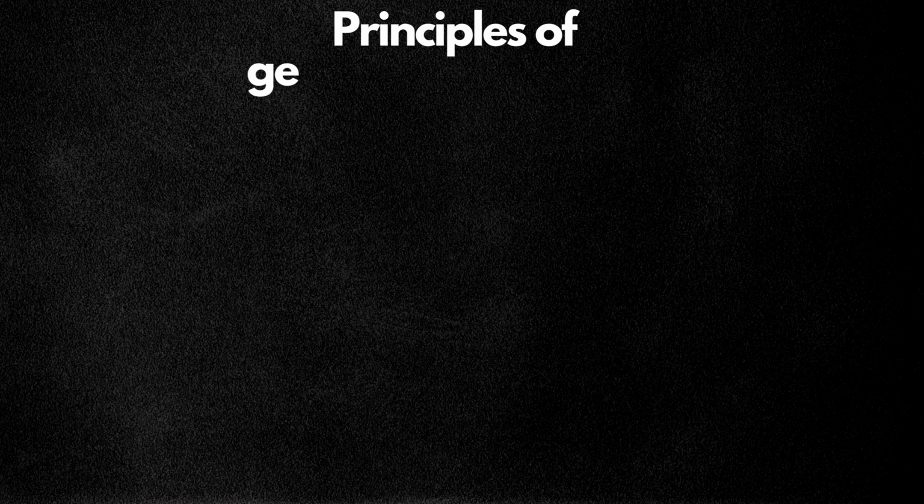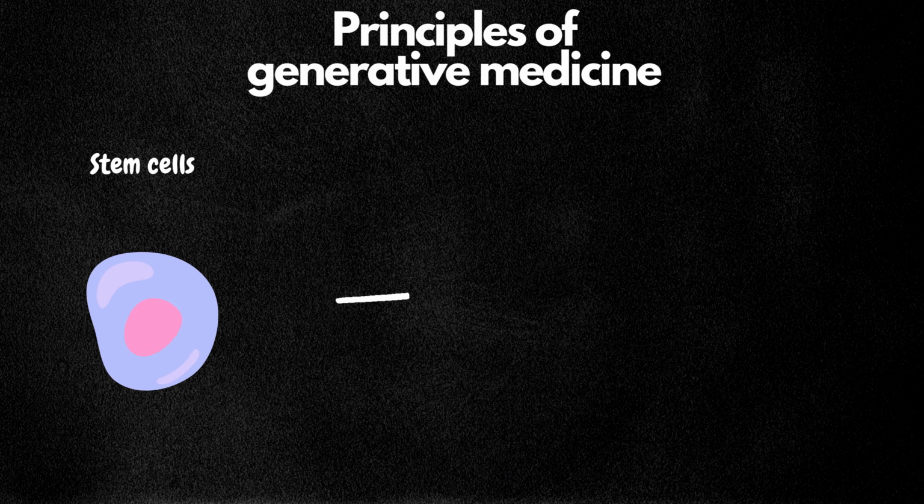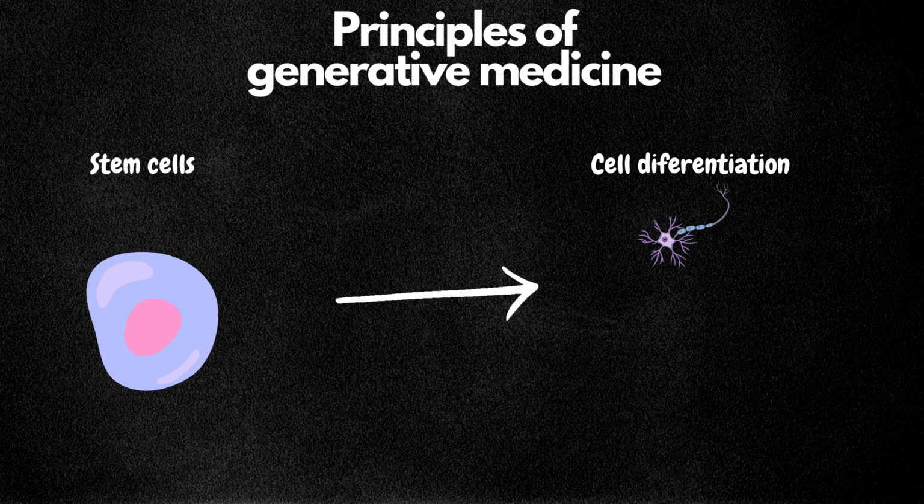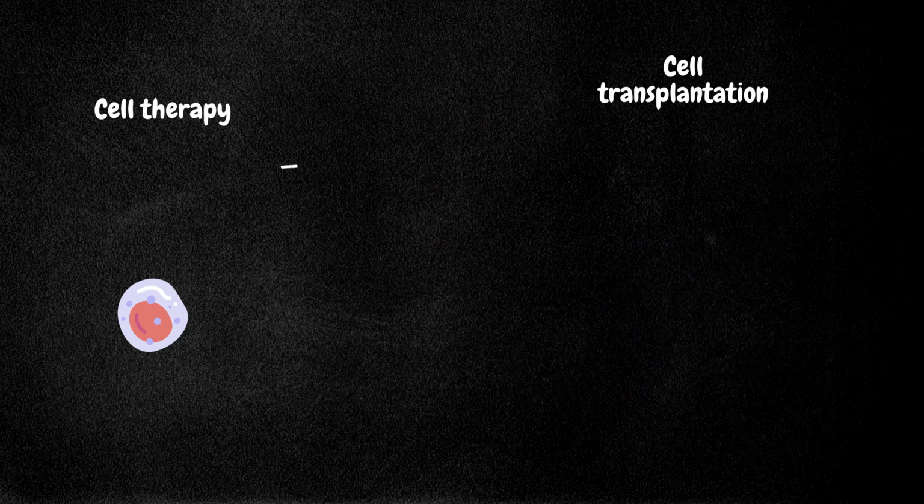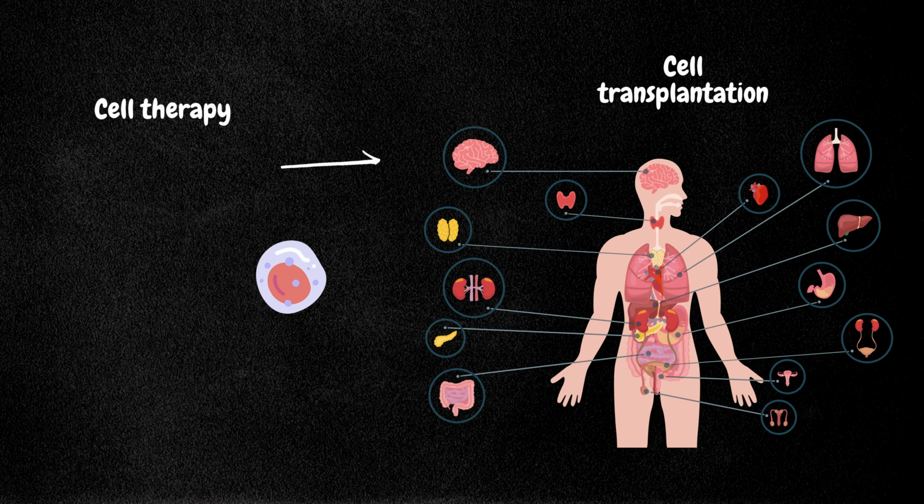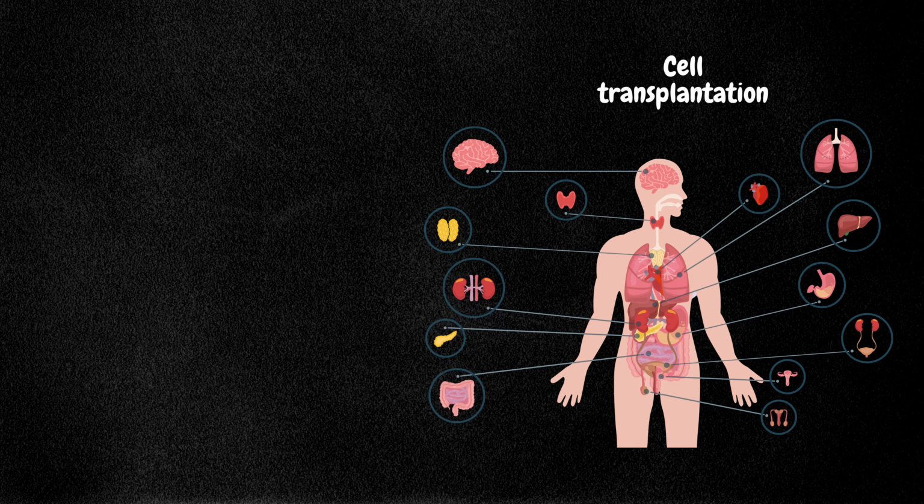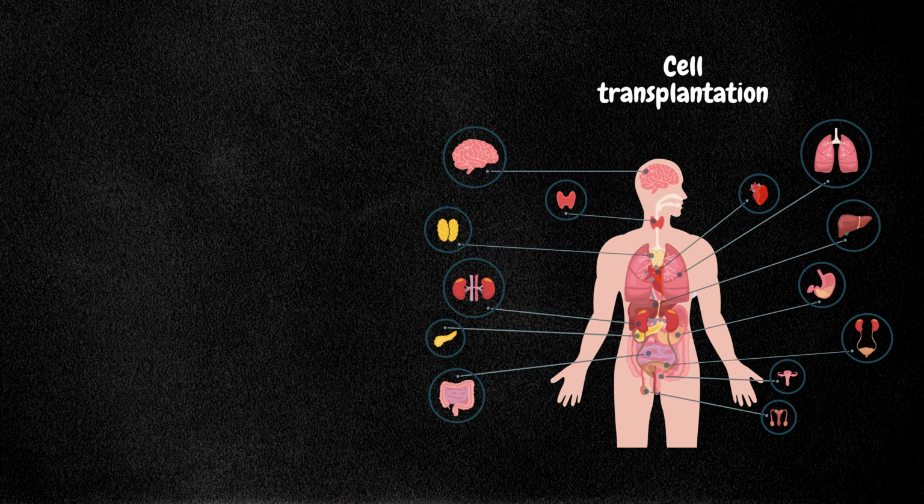Regenerative medicine principles often rely on stem cells, which have the capacity to differentiate into various cell types, and growth factors to stimulate tissue regeneration. Also, autologous or allogeneic cell therapies involve transplanting cells into the patient to aid in regeneration.